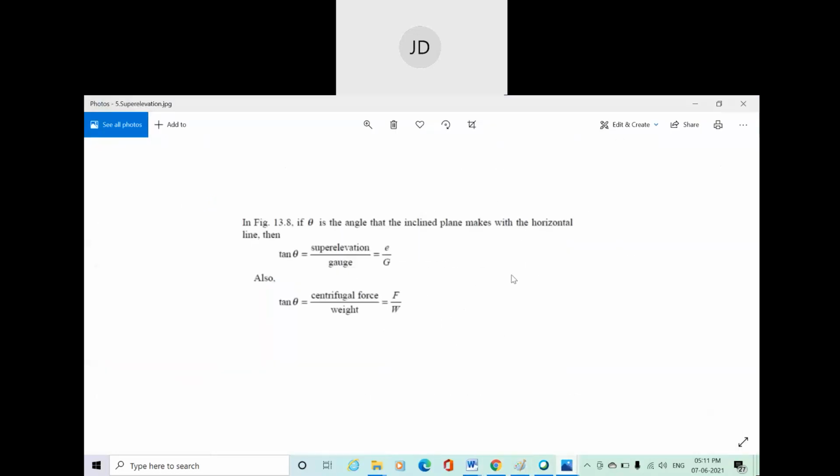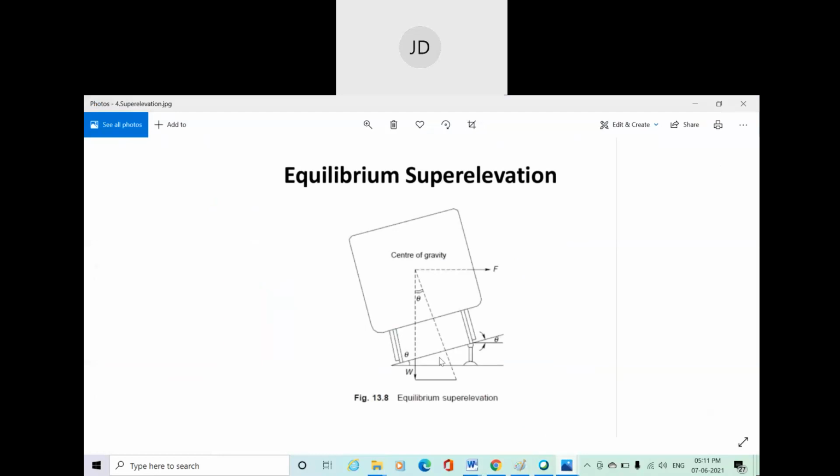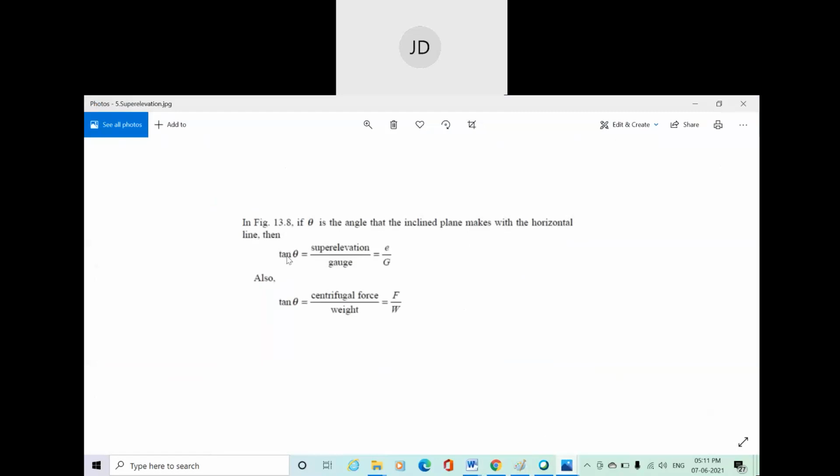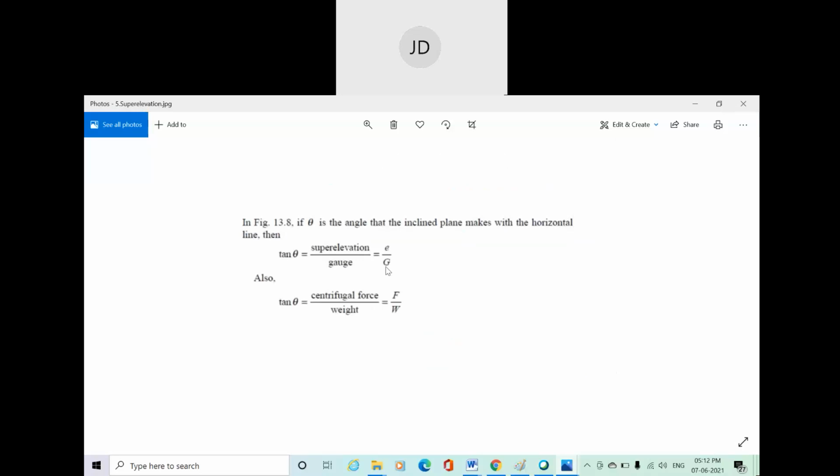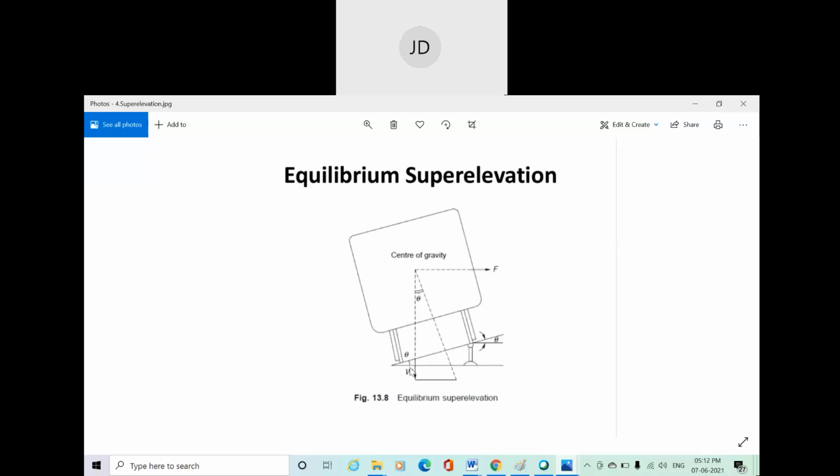Okay. Now in this particular diagram, here you can see, what is tan theta? P by B, perpendicular by base. Now, if you consider this triangle, the below triangle, E by G. This is theta. It is the slope at the inner rail.